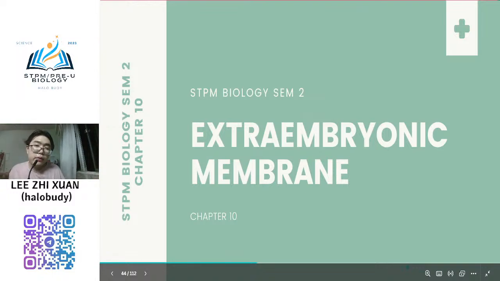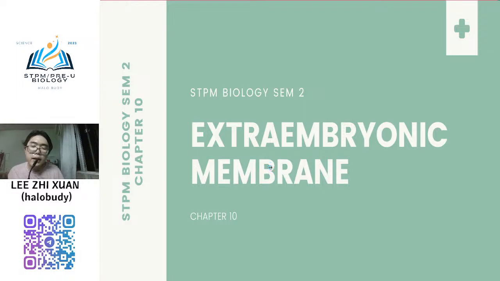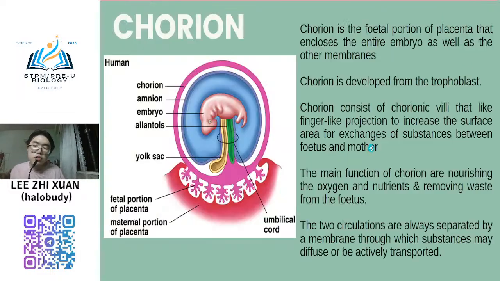Okay, next I will proceed to the extra-embryonic membranes. If you still remember, after the gastrulation process, you will produce 4 membranes, right? The amnion, umbilical cord, yolk sac, and also the allantois. So these are all the extra-embryonic membranes that will be produced after the gastrulation process. We need to know what they are, and normally you need to know their role in terms of pregnancy and in terms of protection of the fetus.